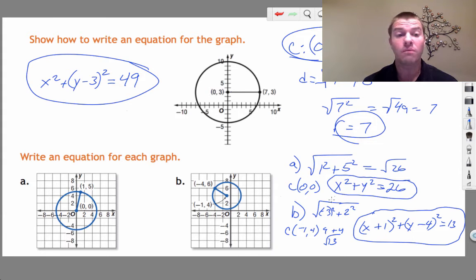So anytime part of the center is 0, that one's just going to be x squared or y squared. So this one, the center was 0, 0. So I have x squared plus y squared. And when I found the radius, it was the square root of 26. So when I'm putting that into the formula, I'm squaring it, which is going to be the square root of 26 squared, which becomes 26. And then in the other one, my radius was the square root of 13. So on the other side, when I square that, it's going to be 13. And I have x minus negative 1, which becomes x plus 1 squared, plus y minus 4 squared equals 13.